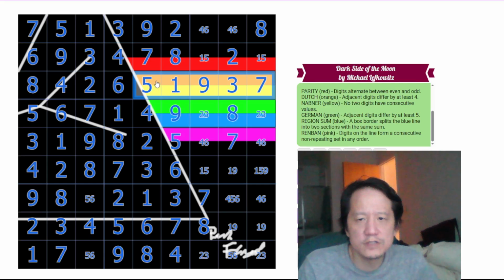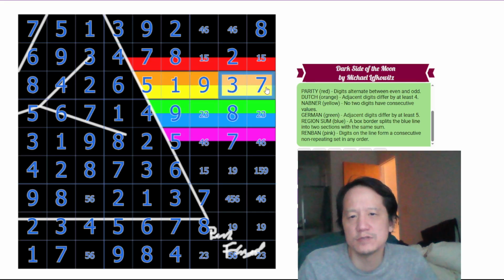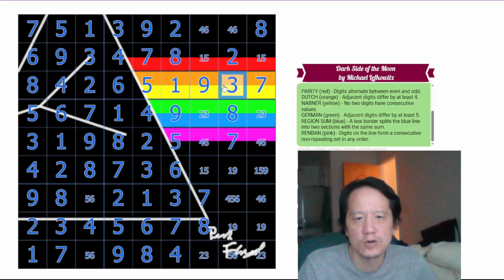Dutch ordination: digits differ by at least 4. 5, 1, 9. So 5 and 1 have a difference of 4. 1 and 9 have a difference of 8. 9 and 3 have a difference of 6. 3 and 7 have a difference of 4. So that works. German whisper 4, 9. 2 and 3 can both be with 8 on either side, and they can both be next to 8 or 9. So that works at least in either case.